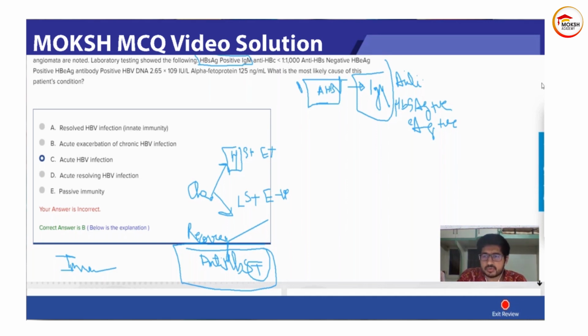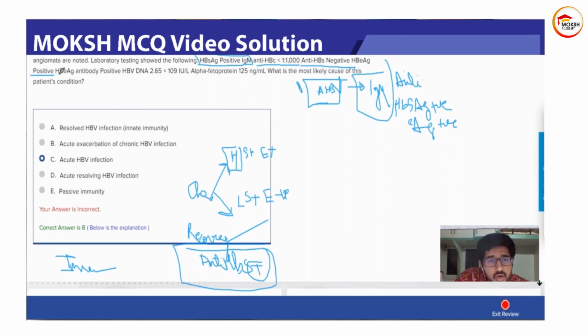Now we'll come to the question. So it is HBsAg positive, IgM. That means it's an acute infection. This says anti-HBc is less than 1:1000, so consider it as negligible. Now anti-HBs is negative, which means the person is not in the recovery phase and is not immunized. Now HBeAg is positive. That means there's an actual infection going on right now, and the person is a spreader, with high infectivity.